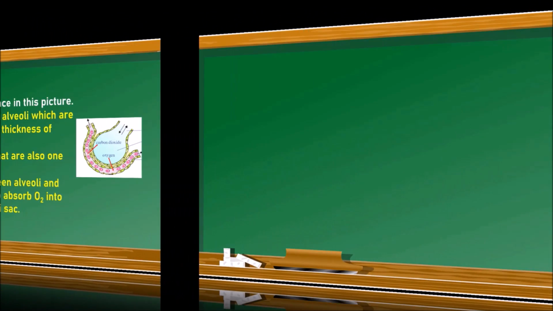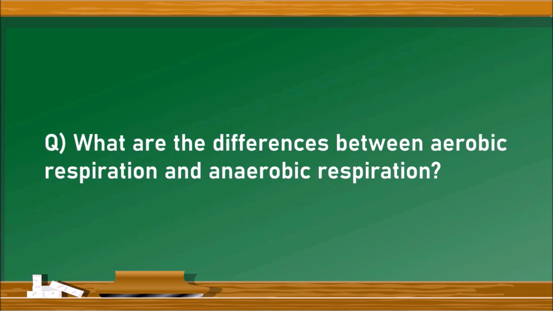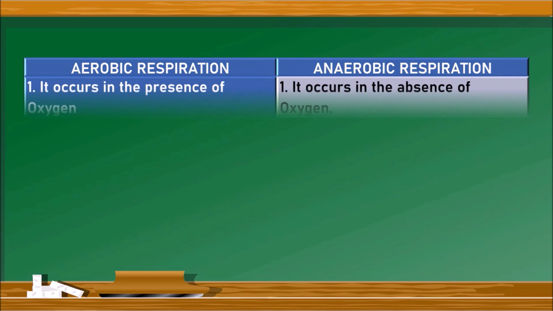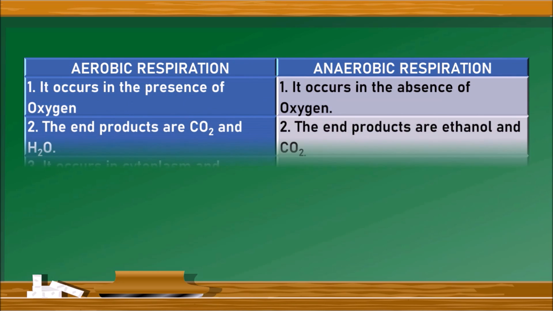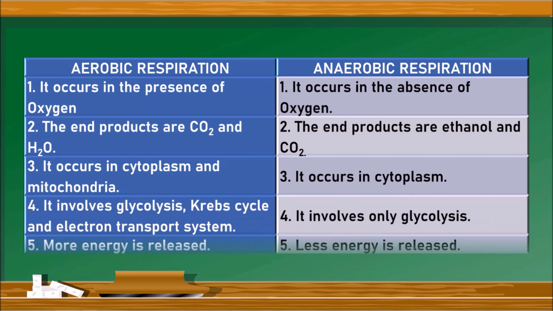Let us go to the next question. What are the differences between aerobic respiration and anaerobic respiration? Let us draw a table with aerobic and anaerobic respiration. Aerobic respiration occurs in the presence of oxygen, whereas anaerobic respiration occurs in the absence of oxygen.